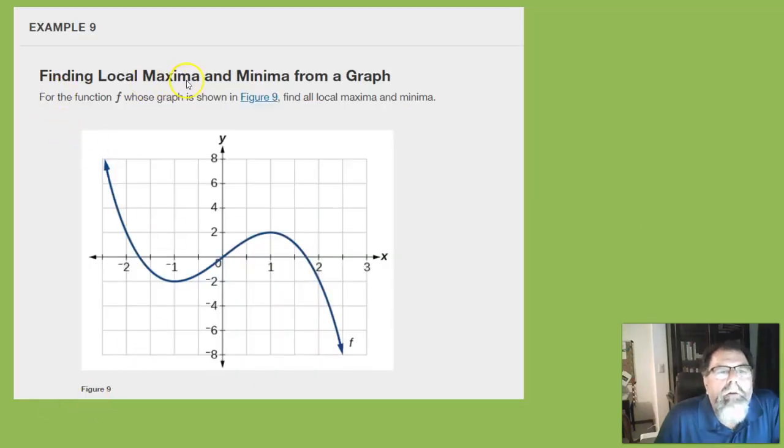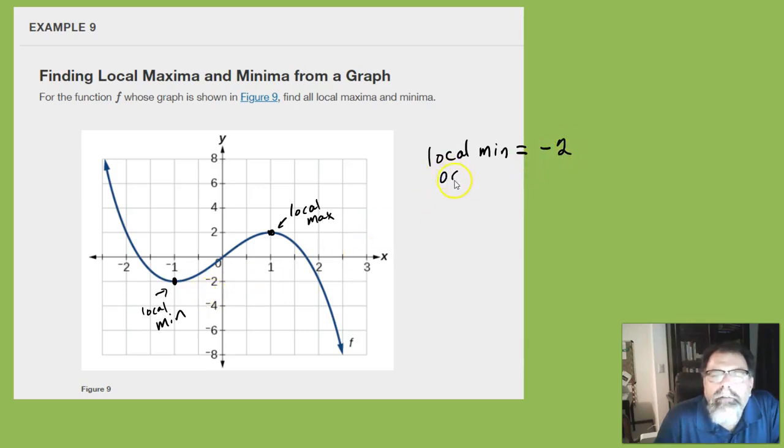Example 9, finding local maximum and minimum from a graph. So for the function f, whose graph is shown in figure 9, find all local maximum and minimum. So remember, we're looking for the humps, right? Peaks and valleys. So right here, that's the bottom, so that's a local min. And here is a local max. So we got a local minimum is equal to, what's the y value? Remember, the minimum is the y value. So that's negative 2.